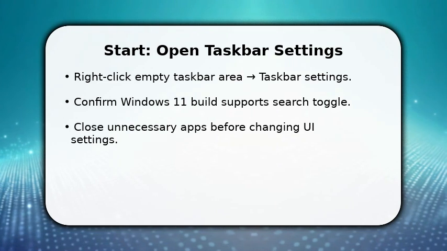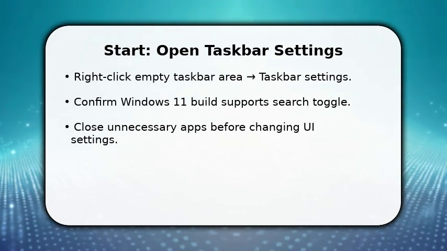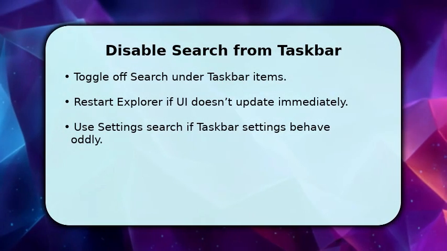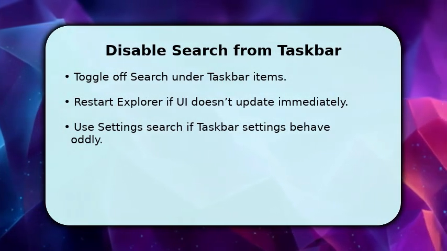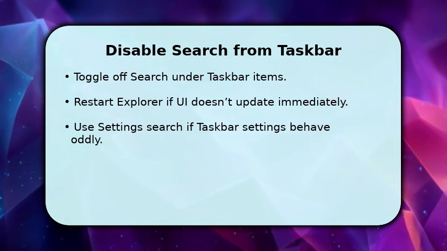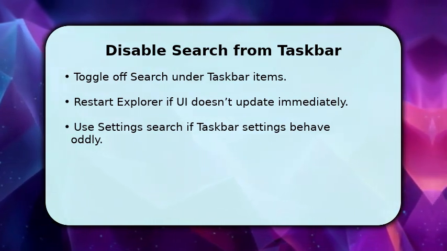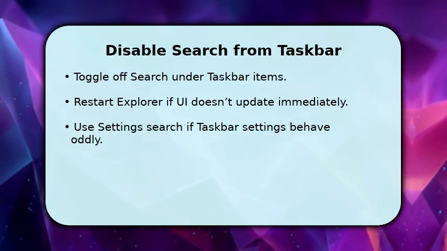Now disable the search element directly. Under Taskbar items, find Search and switch it off. You'll notice the search box or icon disappears immediately. That's the expected behavior because Windows unloads the component from the taskbar.